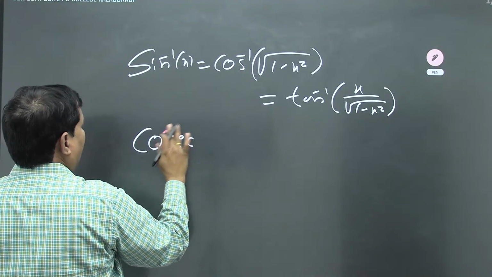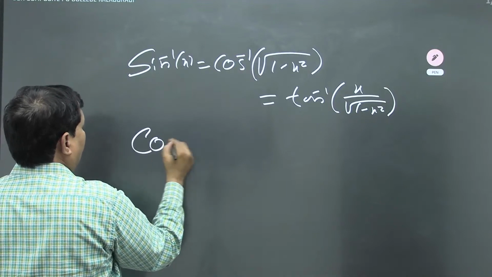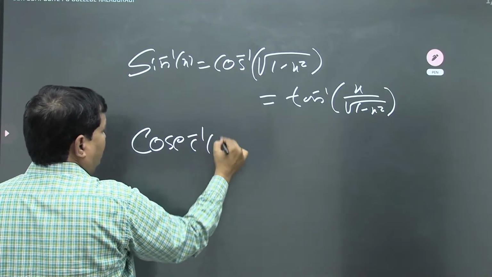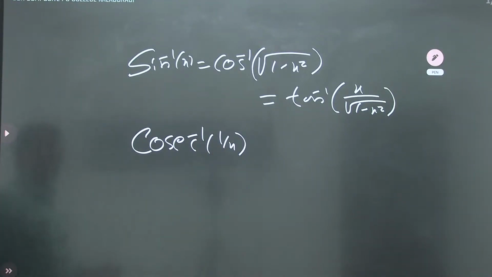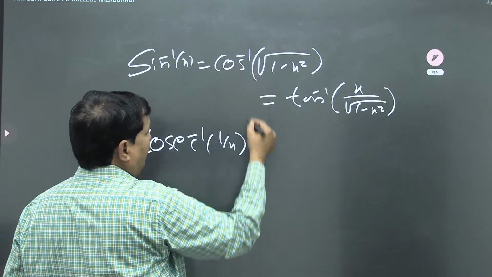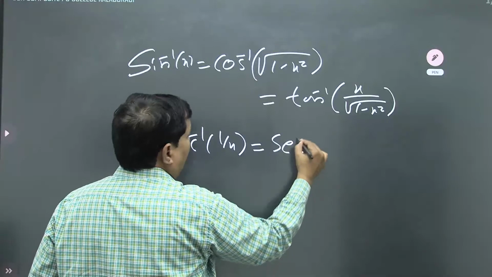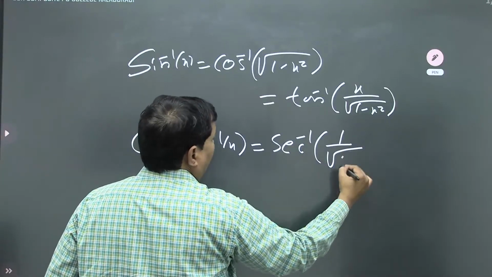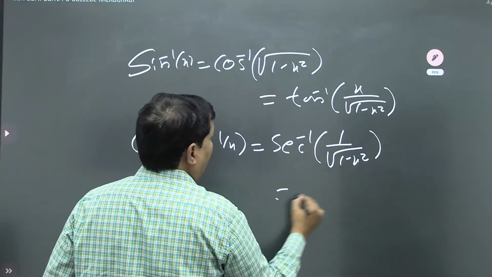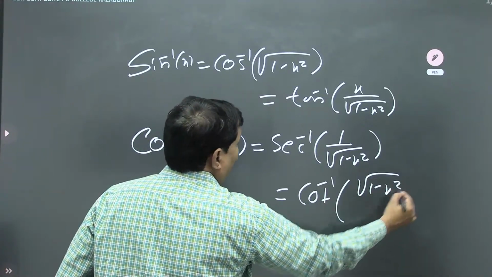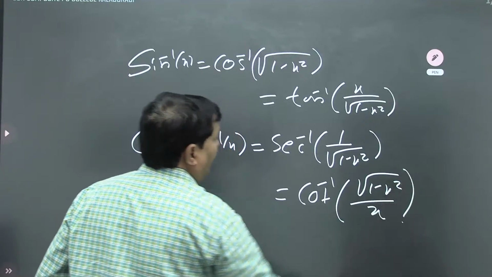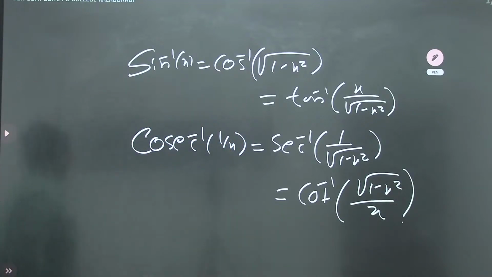cosec inverse of 1 by x, because already we proved one property, sin inverse of 1 by x equal to cosec inverse of x. And cosec inverse and sec inverse can be written as sec inverse of 1 by root of 1 minus x square or cot inverse of root of 1 minus x square by x, because tan inverse of 1 by x equal to cot inverse of x. Already we proved the first 3 properties.